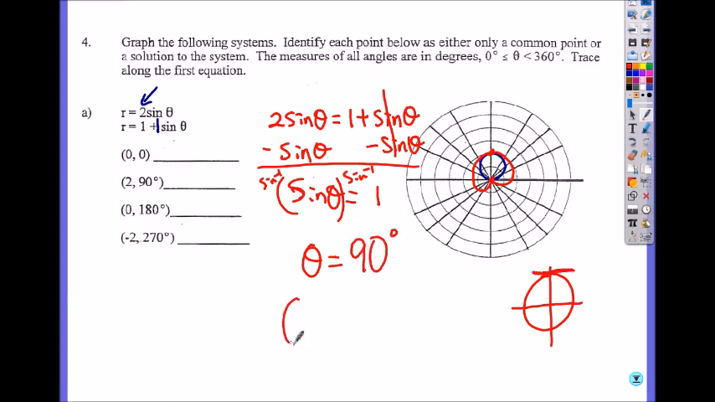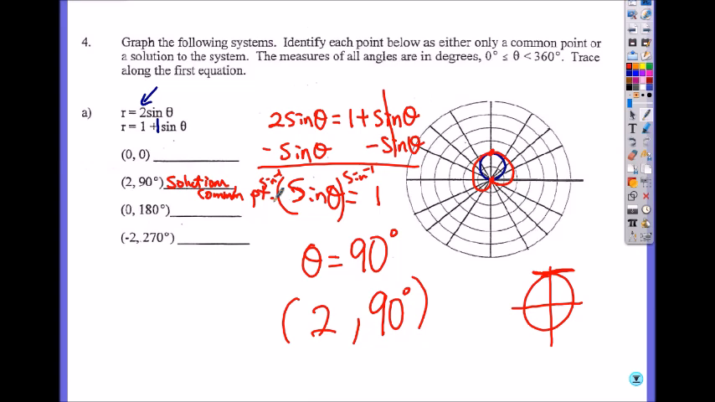But how do you write your solution? It's r comma theta. So when theta is 90, sine of 90 is 1. So what is the radius? 2 times 1, which is 2. And that should work for the second equation too. Sine of 90 is 1, plus 1 is 2. So 2 comma 90 is your solution. And all solutions are common points, right?